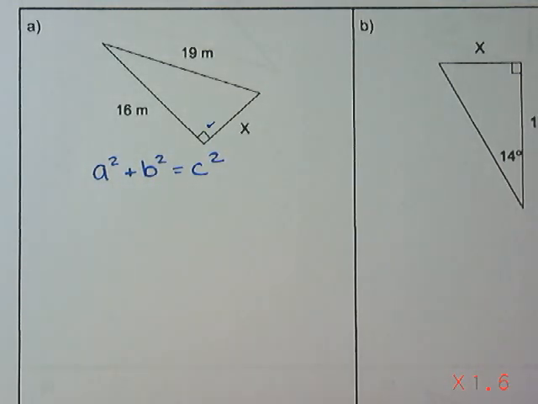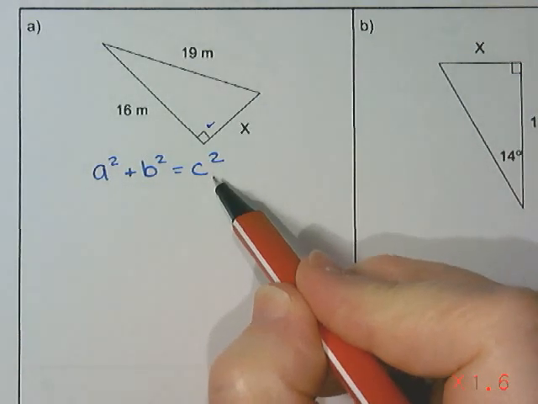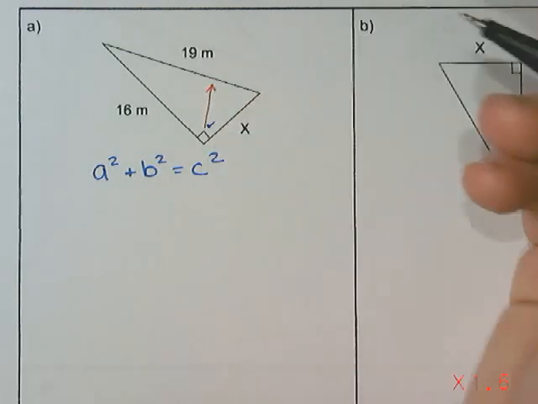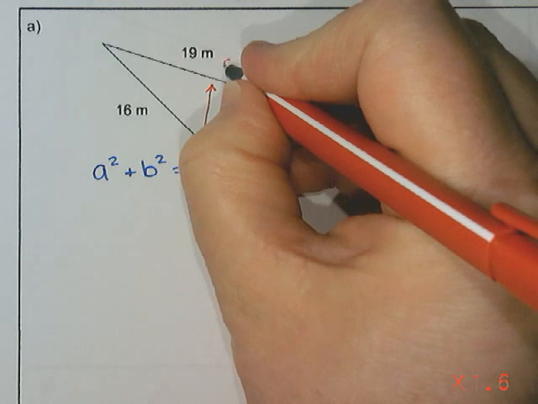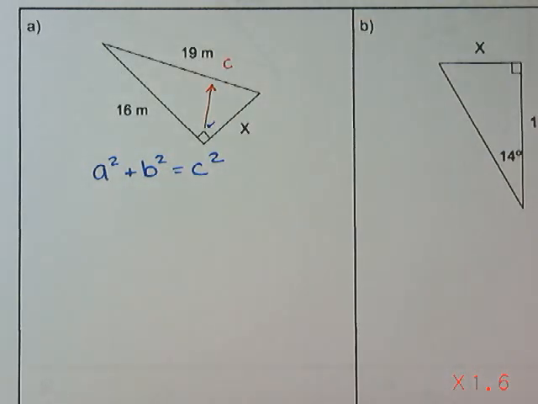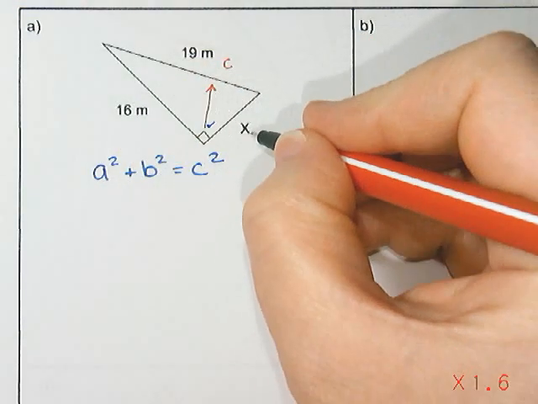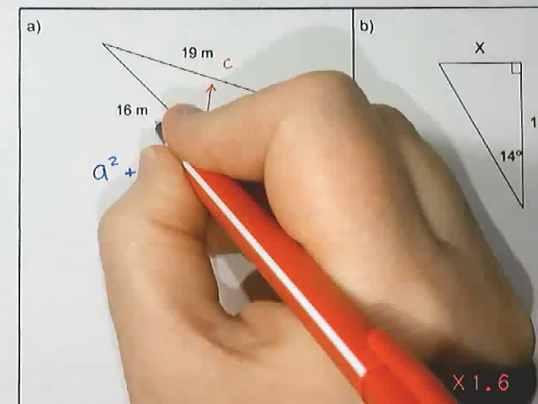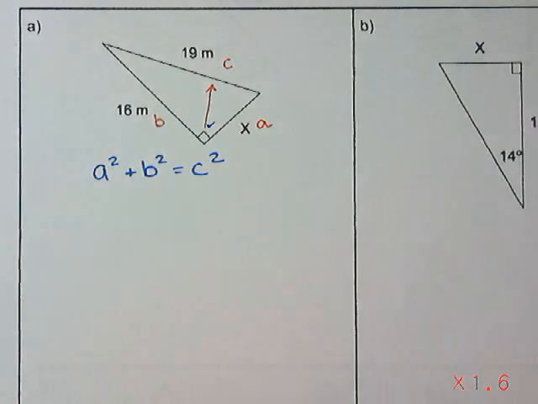In my diagram, I'm going to start by labeling the most important side, which is C. C is the hypotenuse, which is always across from that 90-degree angle. So the 19 meters is our C. And then the other two sides, A and B, it does not matter which is which. I prefer, if one of them is x, to let that be A, so that it comes first in the formula, and then the other one to be B.